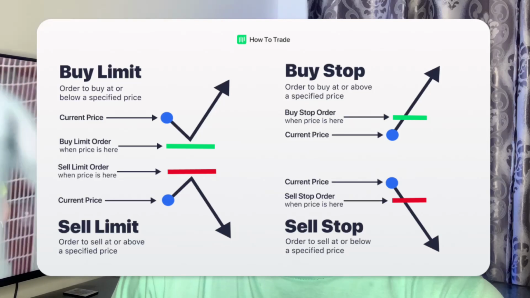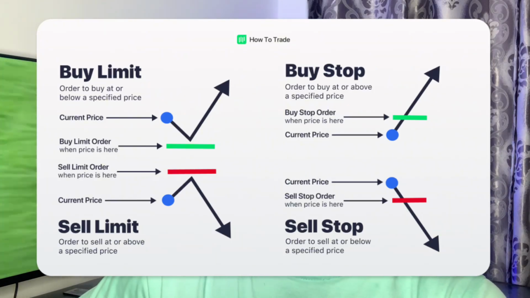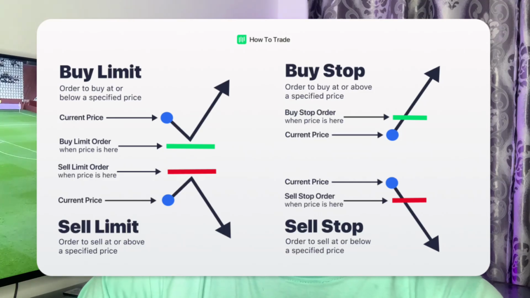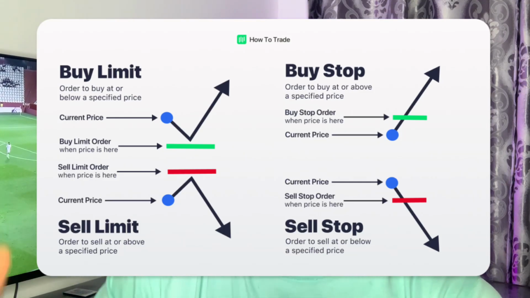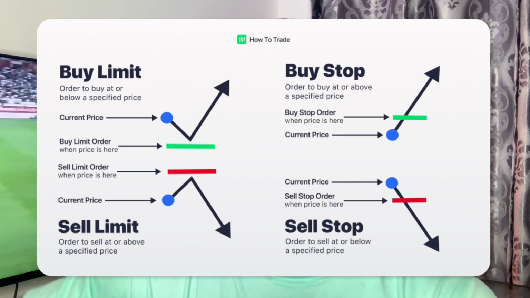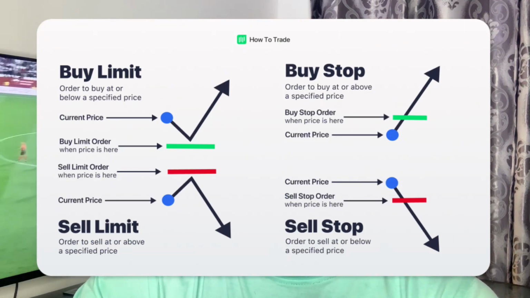And so what will actually help you is to set what? A pending order, which is what? A buy stop. So you set an order above the current market price for buys, right?